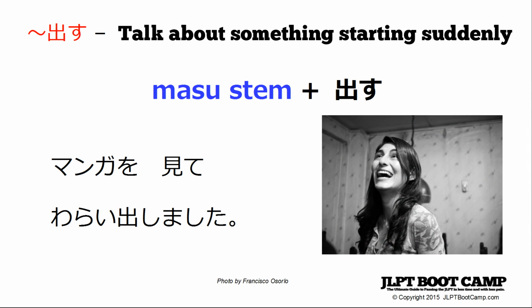And again, very easy to form. It's masu stem plus dasu. For example, in this sentence here, "Manga o mite warai dashimashita." So manga is comic books, Japanese style comic books. O is the object marking particle. Mite is look. And warai is the masu stem of warau, which is to laugh or to smile. And then dashimashita is the past tense of dasu, so meaning to suddenly start laughing at something, to burst out laughing at the manga.